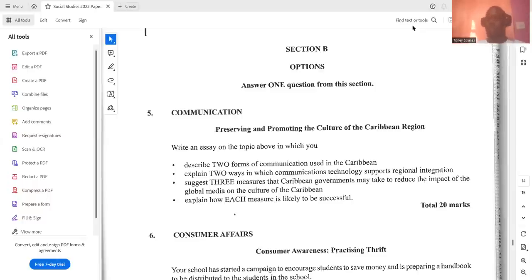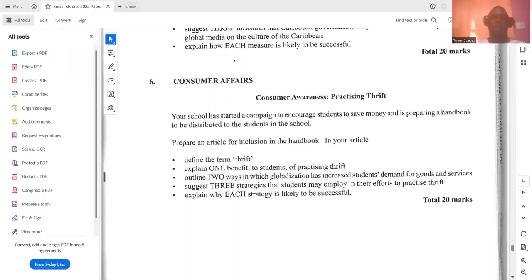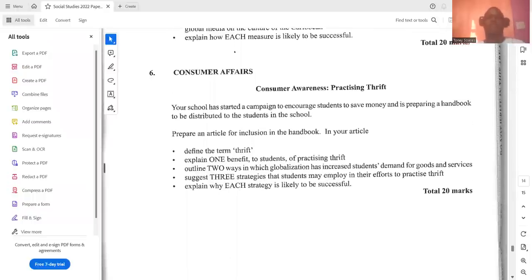So easy, and we would have wrapped up that question on communication. So 20 out of 20, boom, bang, grade one. All right, next question is on consumer affairs.